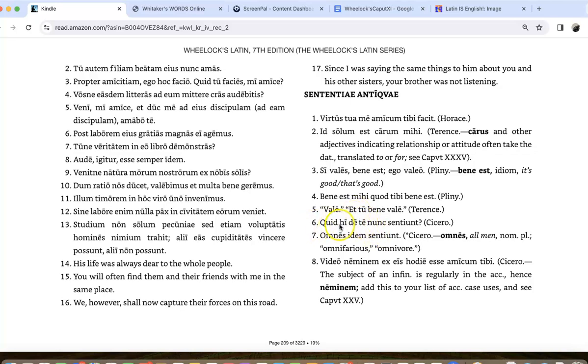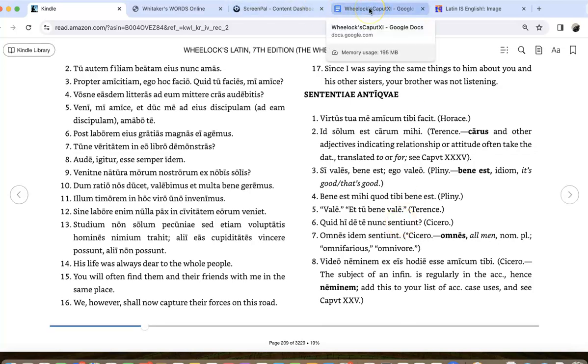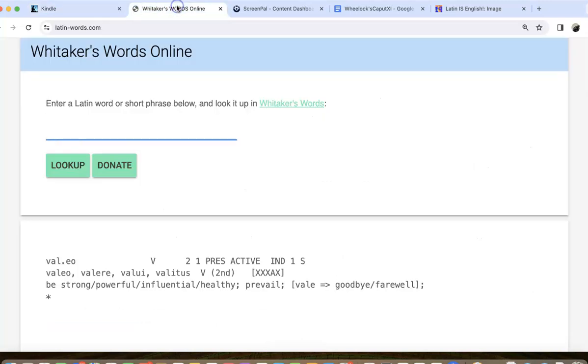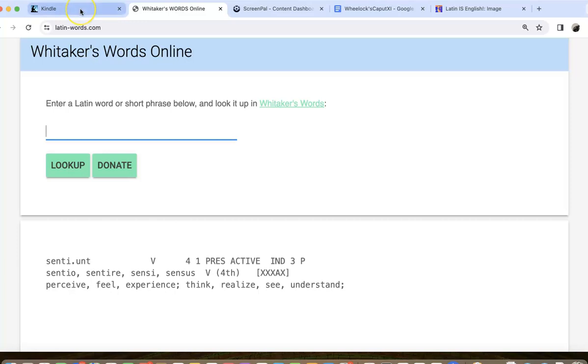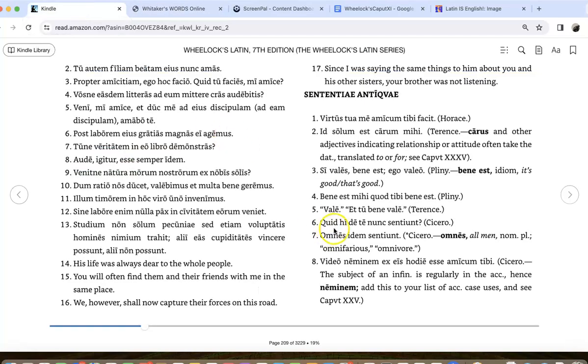Number 6, quid he de te nunc sentiunt. So quid means what. And sentiunt means thinking or feeling. We also have cogito, cogitant, but here it just means thinking or feeling. It's generally how Cicero uses it. If we look up sentiunt, it can mean perceive, feel, experience, think. I'm going to go with think in this particular case because Cicero tends to be a little more philosophical.